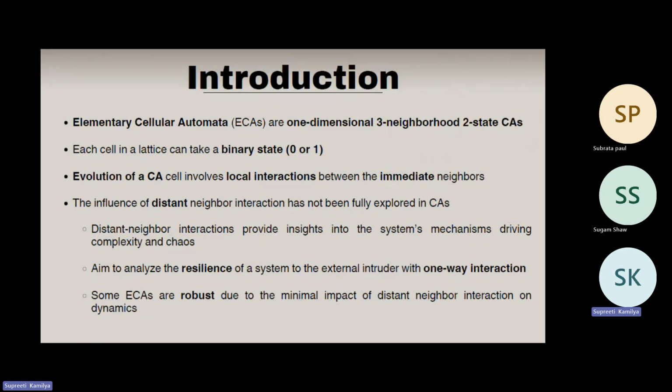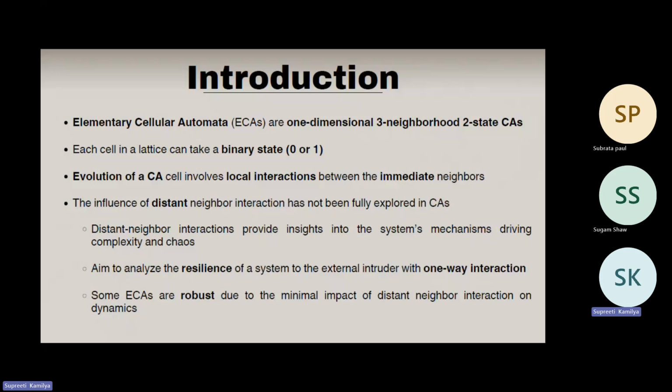As all of you know here, elementary cellular automata symbolize the simplest form of CAs, where each cell in a lattice is in the form of a three-neighborhood two-state cell, which is affected by the neighbors on its left and right. In the early 1980s, Wolfram's seminal work emphasized the potential of cellular automata to comprehend the complexity and emergent behaviors in discrete systems, and separated four types of Wolfram's classes, signifying class 1, class 2, class 3, and class 4. However, in our research, evolution of a CA involves local interaction between the immediate neighbors.